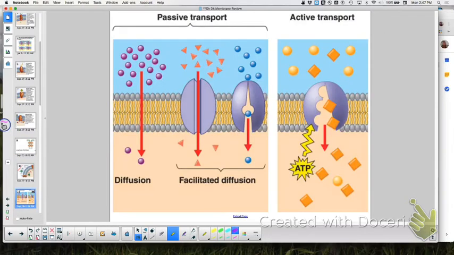All right, now this we already hit as well, passive versus active transport. Is this the only kind of active transport over here on the far right? No. Okay, what's the active transport that's not shown in this diagram?